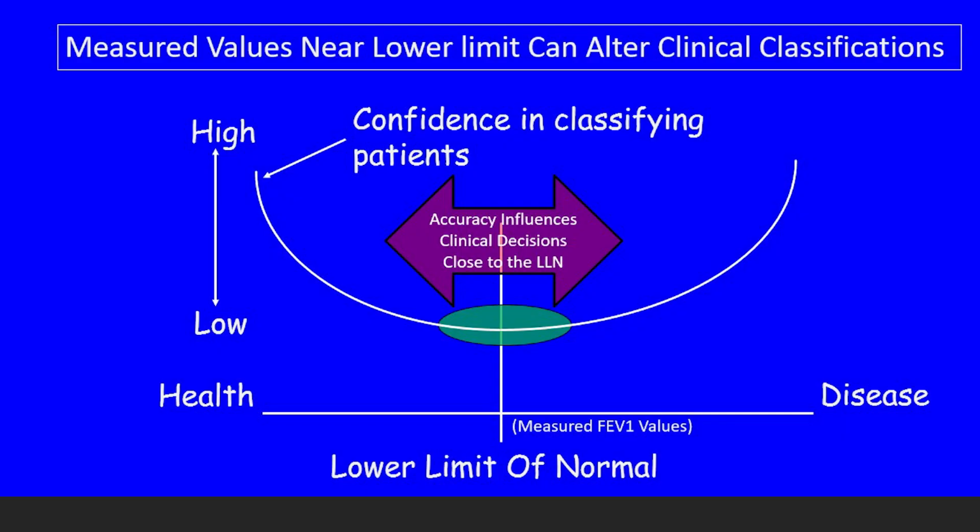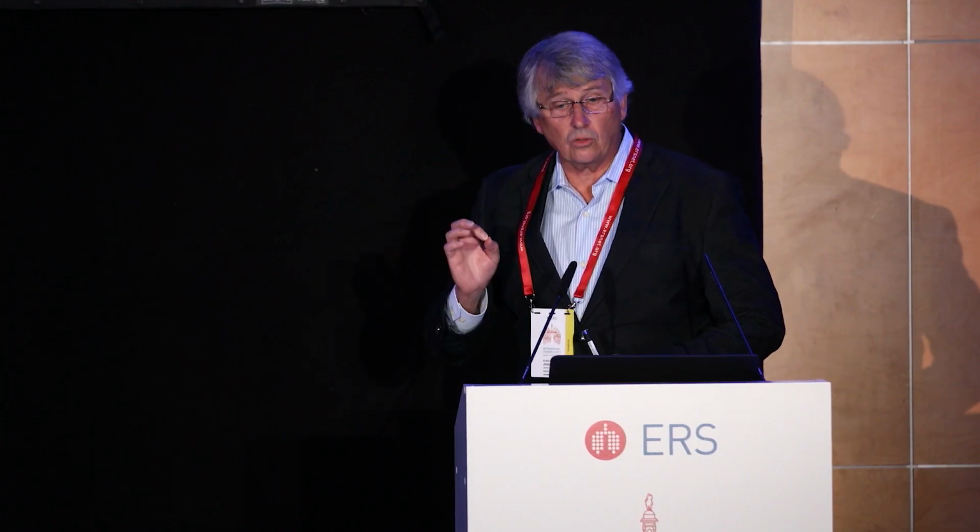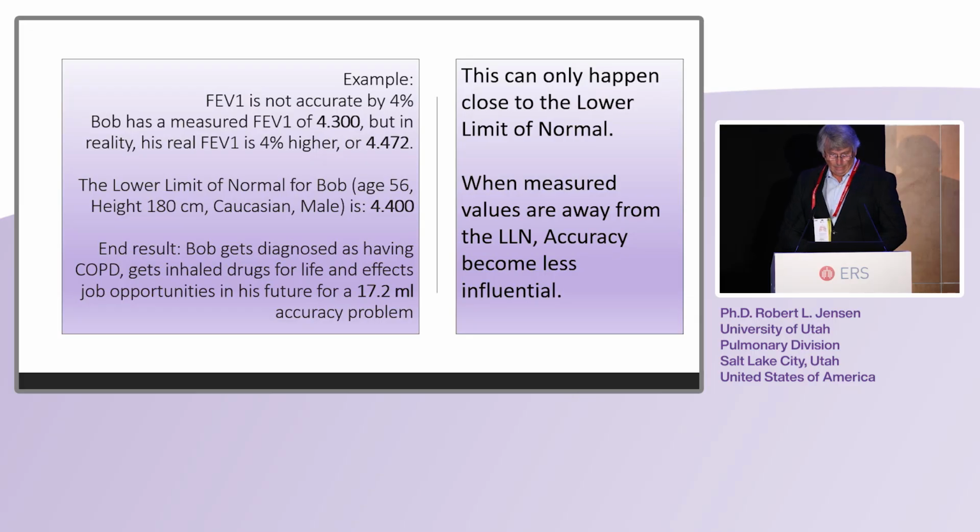But when we get close to that lower limit of normal, or whatever we use to partition health from disease, then accuracy plays a big role. So just a few percent change in an accurate instrument can change your decision from disease to health. So accuracy is extremely important for all those cases that are borderline.